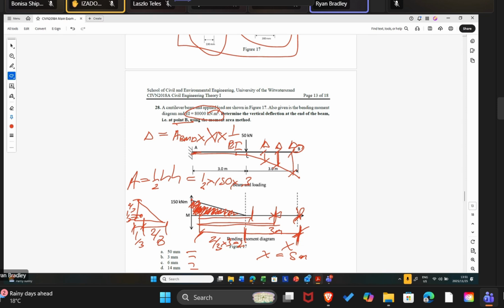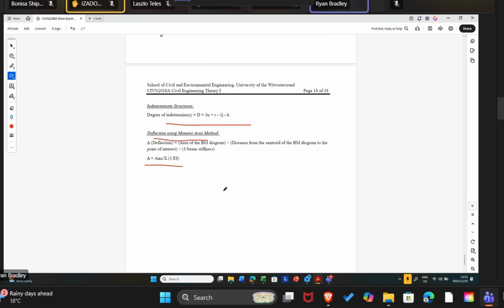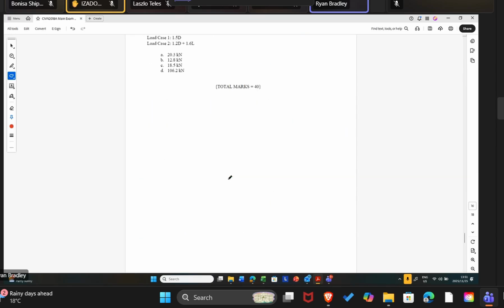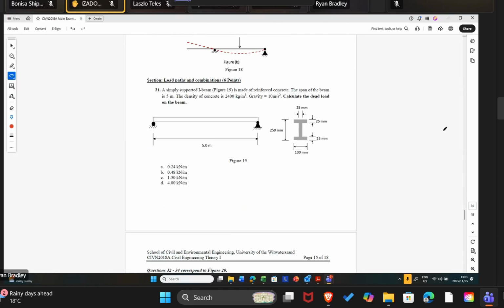You'll see in the formula sheet, it's given to us. Delta equals the area of the bending moment diagram times x times 1 over EI: the area of the bending moment diagram, the distance from the centroid to the point of interest, times 1 over the beam stiffness. This is the standard equation that can be applied here to work it out.